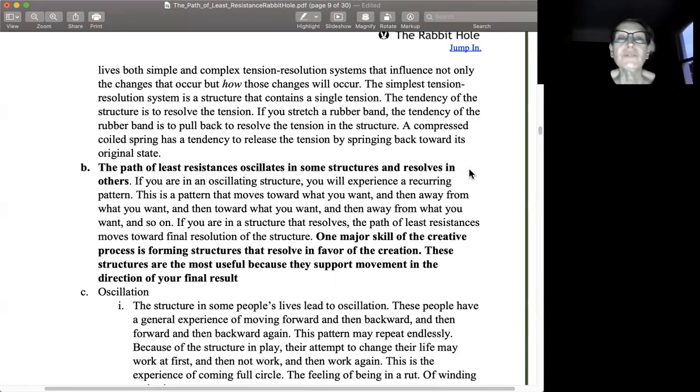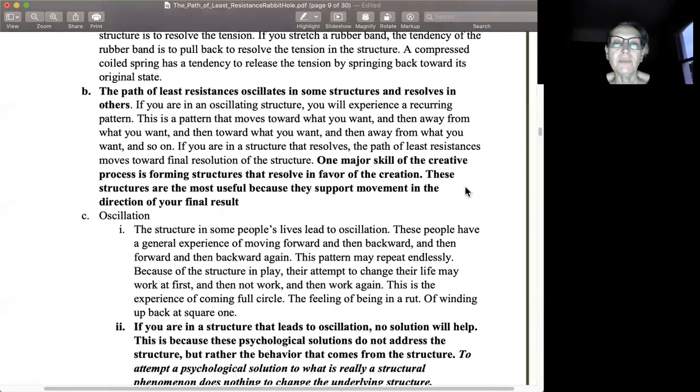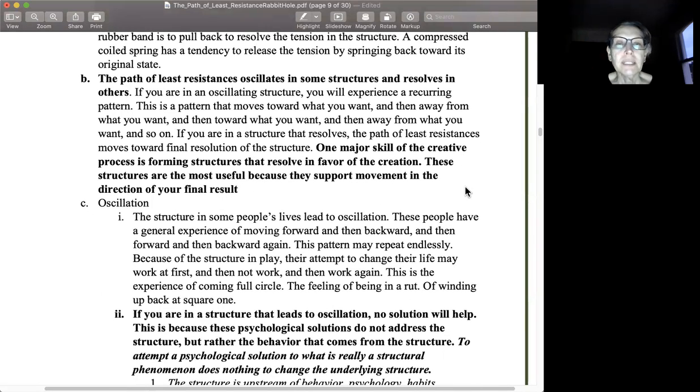B, the path of least resistance oscillates in some structures and resolves in others. If you are in an oscillating structure, you will experience a recurring pattern. This is a pattern that moves toward what you want and then away from what you want, and then toward what you want, and then away from what you want, and so on. If you are in a structure that resolves, the path of least resistance moves towards final resolution of the structure. One major skill of the creative process is forming structures that resolve in favor of the creation. These structures are the most useful because they support movement in the direction of your final result.